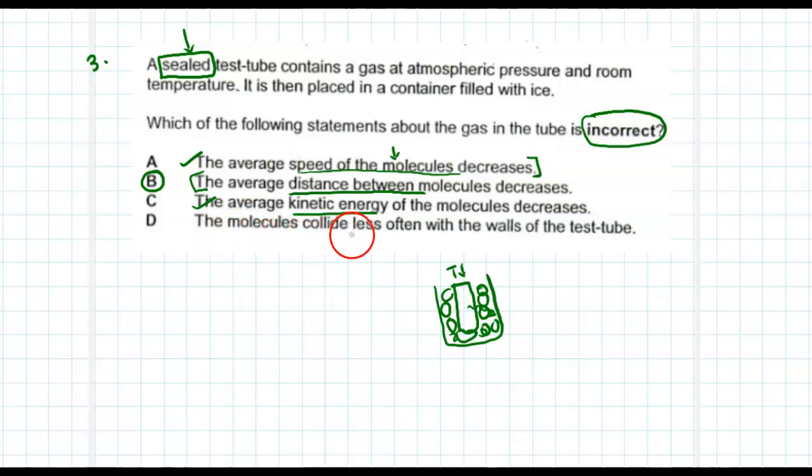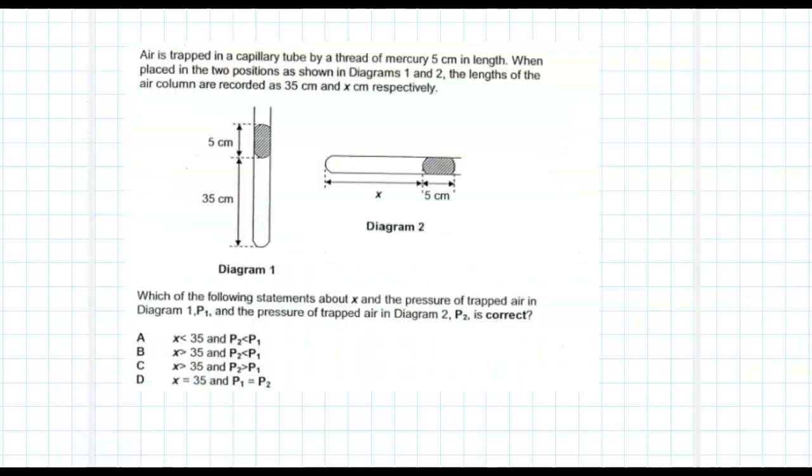The molecules collide less often, which means the pressure decreases, right? Speed decreases, which means the collisions between the molecules and with the walls of the test tube decrease. So this is also a right option. So our answer is B. The distance between the molecules will not decrease even though it is cooled, because the test tube is sealed. This is the keyword for us. Hope you understand the question, right? The concept. Okay, next concept, let's see.